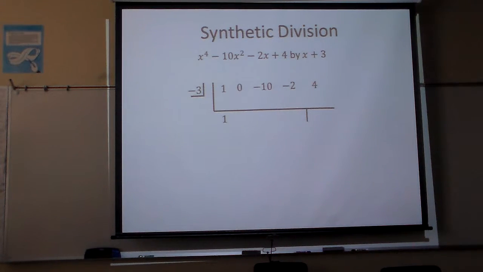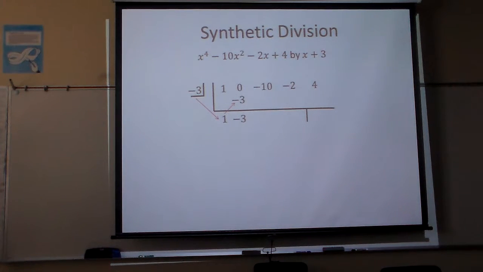Okay, now, here's what we do next. We take this negative 3 times 1. What's negative 3 times 1? Negative 3. And now I'm going to write that right there. And now then, because I'm using the opposite, I can just add. What's 0 plus negative 3? Negative 3.